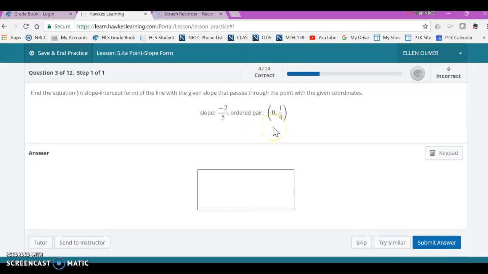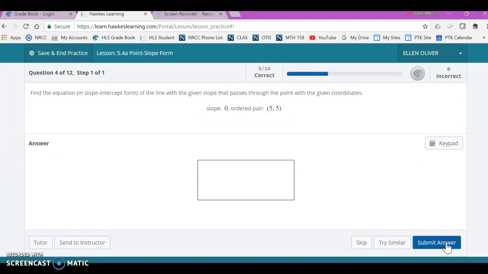Now I've been given the slope and a specific ordered pair that has 0 as the x-coordinate, so that's my y-intercept. So y is going to equal negative 2/5 x plus 1/4. That is not that hard to do once I notice it.